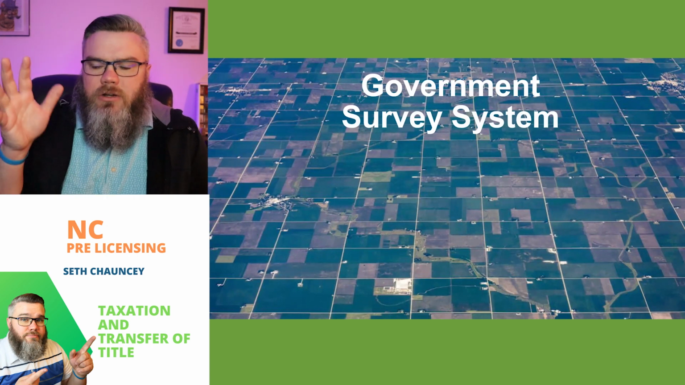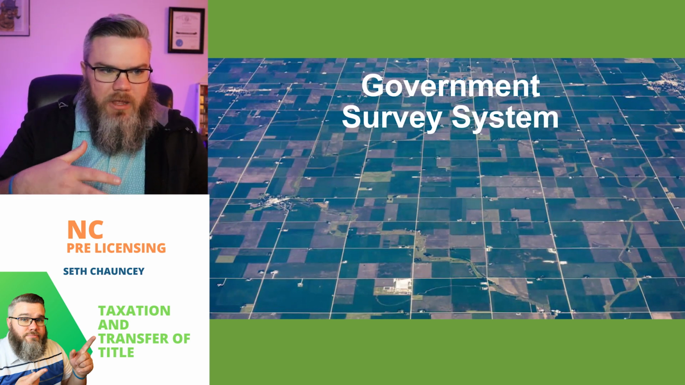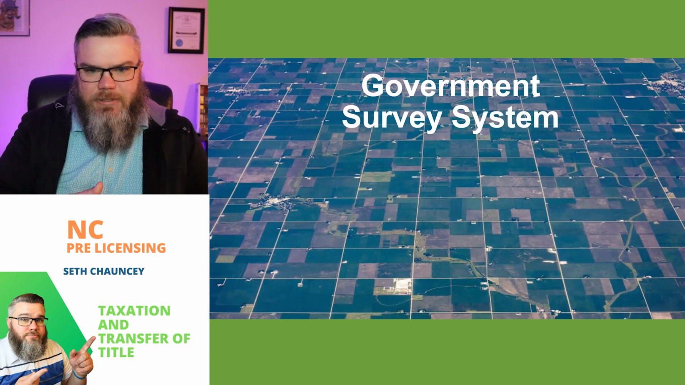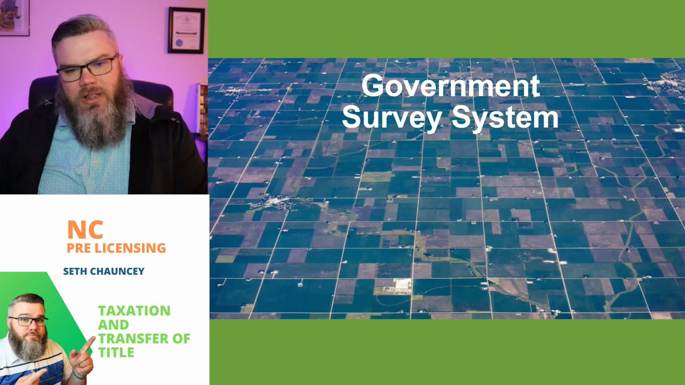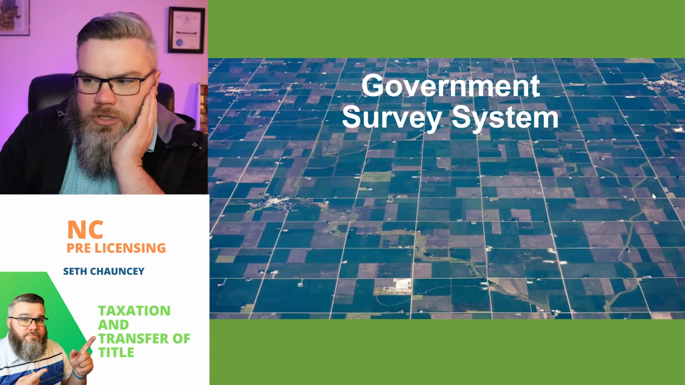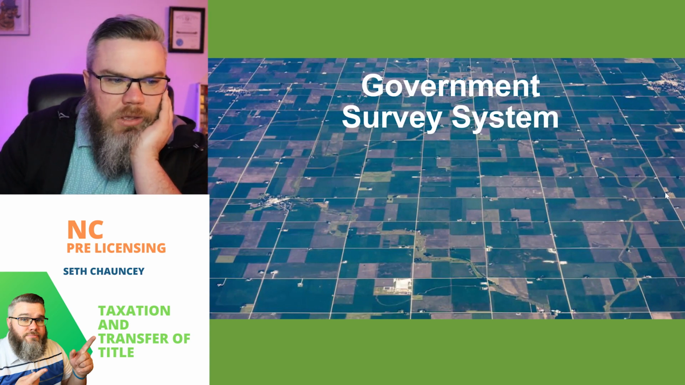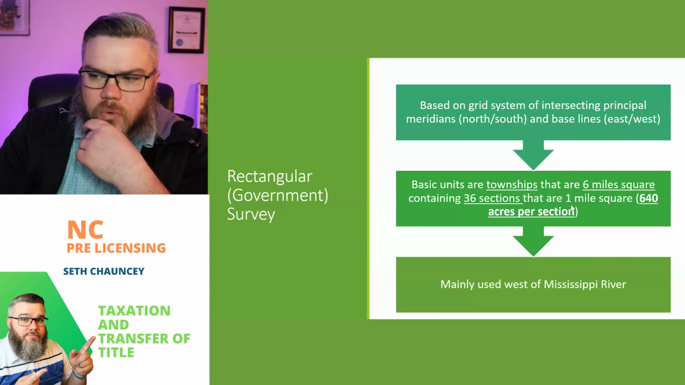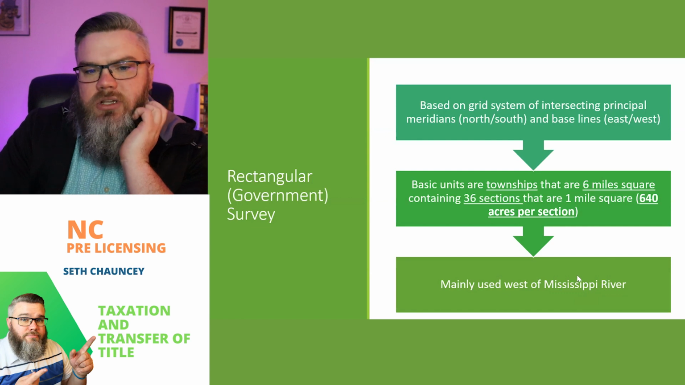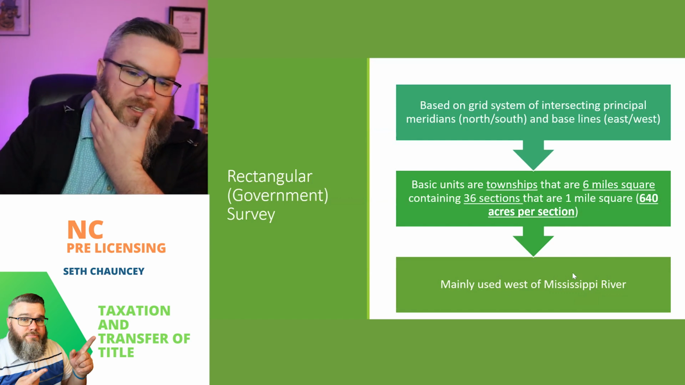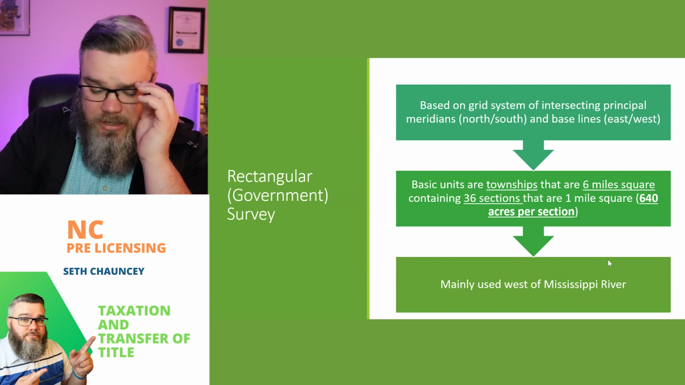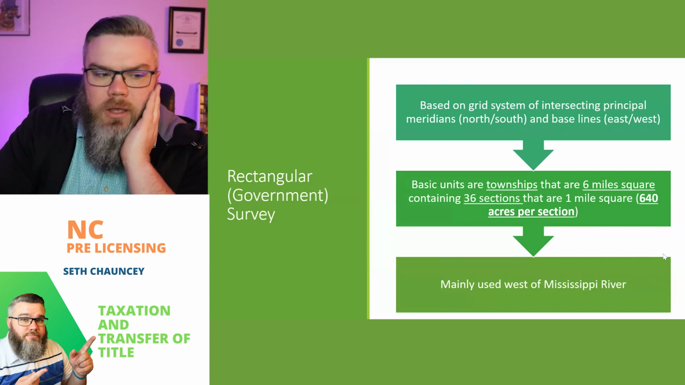And so this entire system is based off of grids. It's what we call principal meridians and baselines. Kind of like longitude and latitude, right? There's vertical lines and there's horizontal lines, and we use those as reference points. So this is mainly used west of the Mississippi River. Texas doesn't use this, even though Texas is very grid-like. Texas actually uses the meets and bounds method still, but they were built on grids out there.